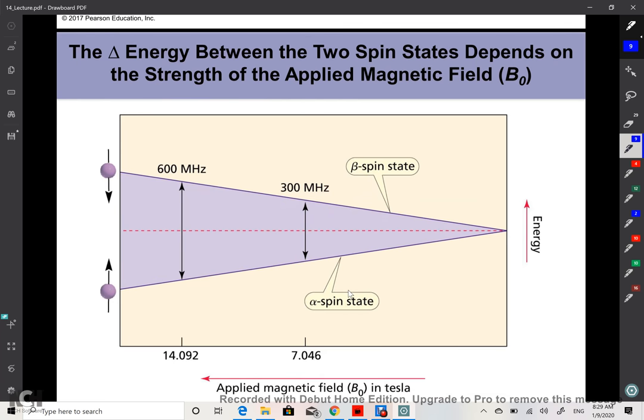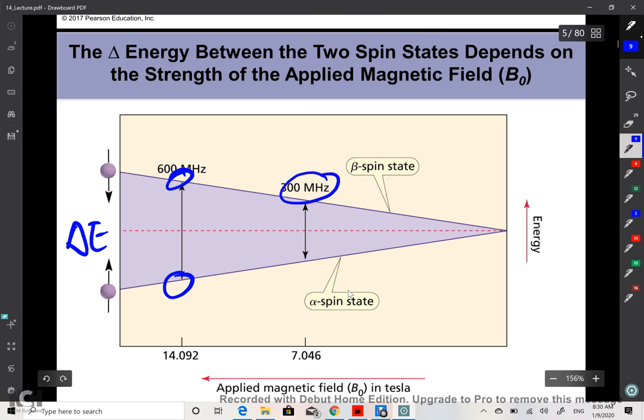Now, the energy difference between the alpha and the beta state is basically the principle of the NMR. The energy difference is also a function of the applied magnetic field. Remember, I said you have an external magnetic field that separates the spins between the alpha and the beta state. The gap between the alpha and the beta state is a function of the strength of your magnet. So if you have a very strong magnet, the energy difference between the alpha and the beta state is also large. That's what we call delta E. If you have an instrument with a weaker magnet, the energy difference between them will be a little bit small.